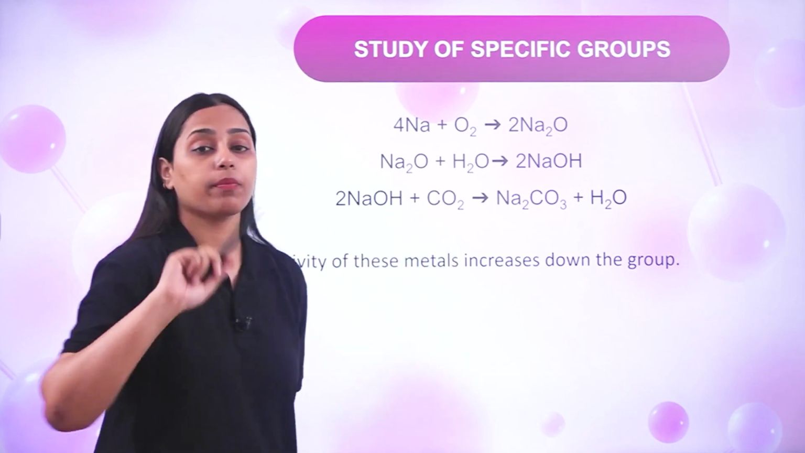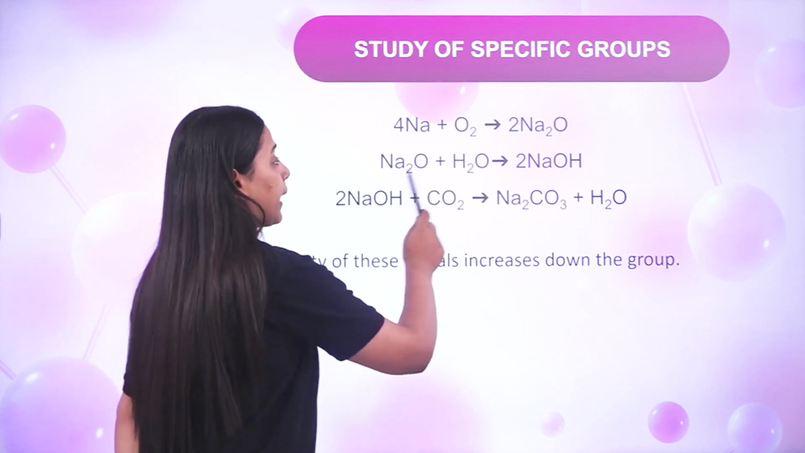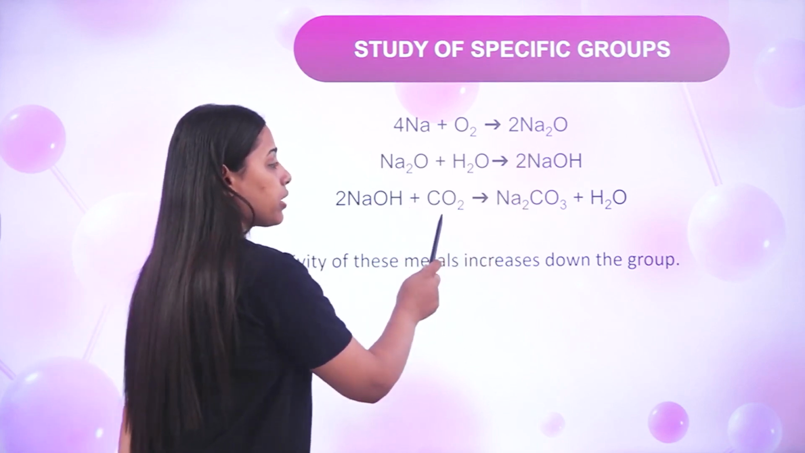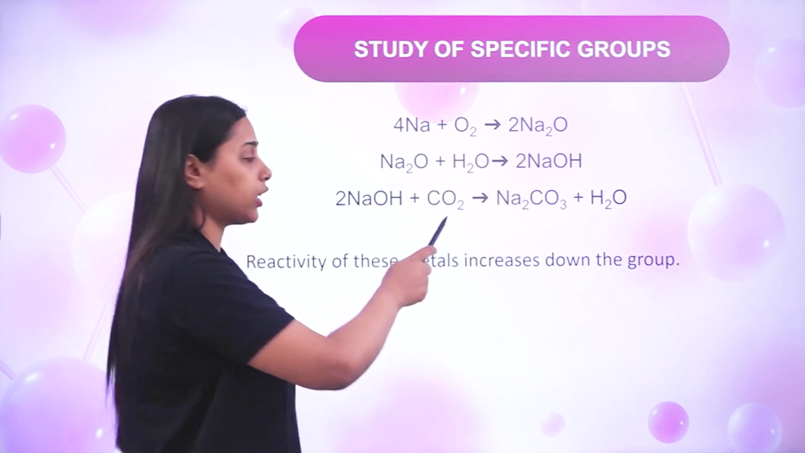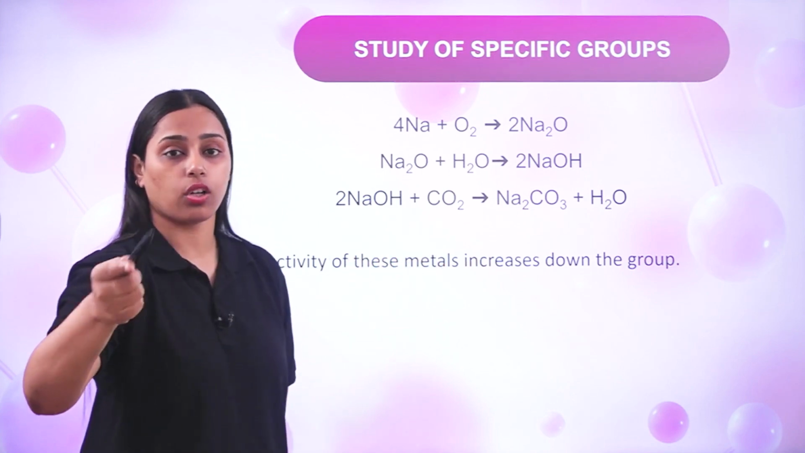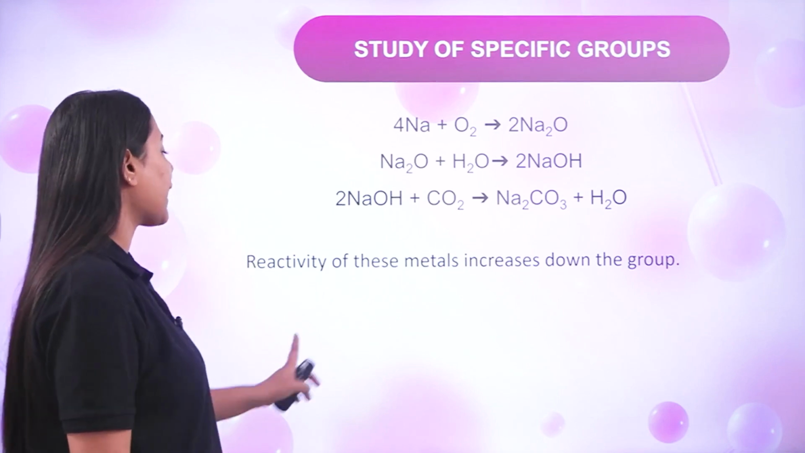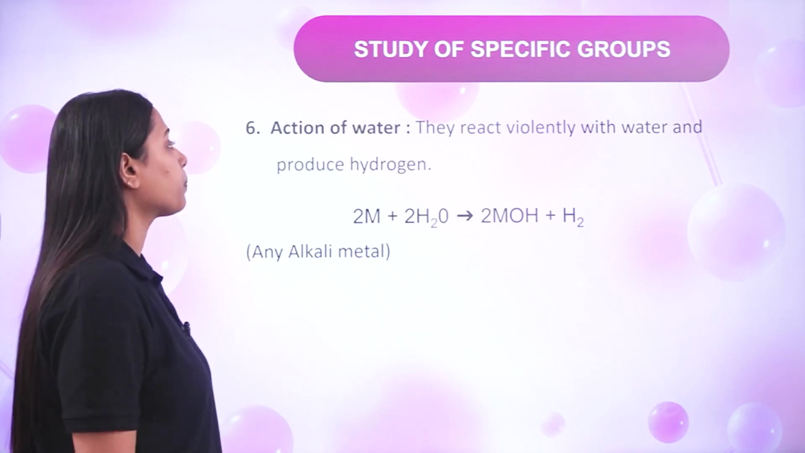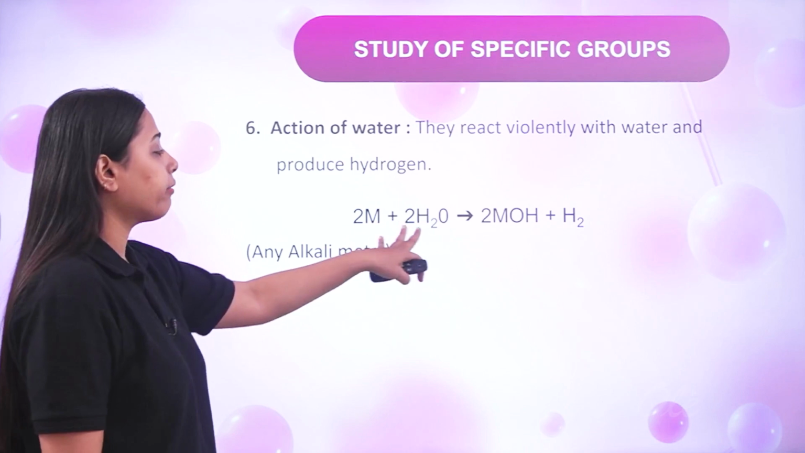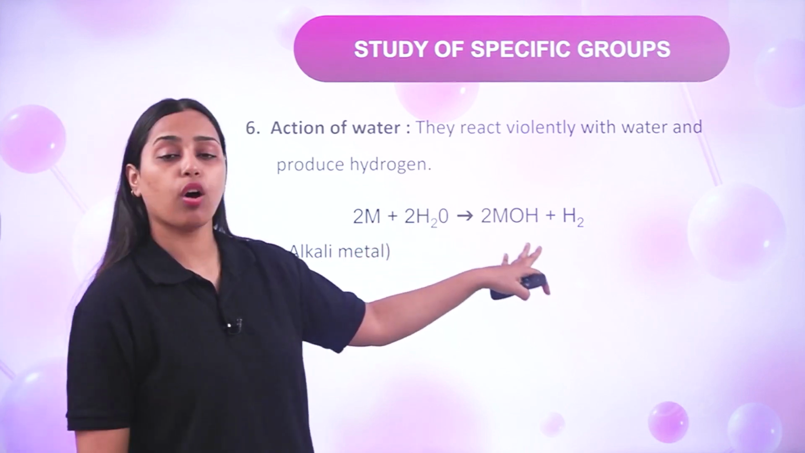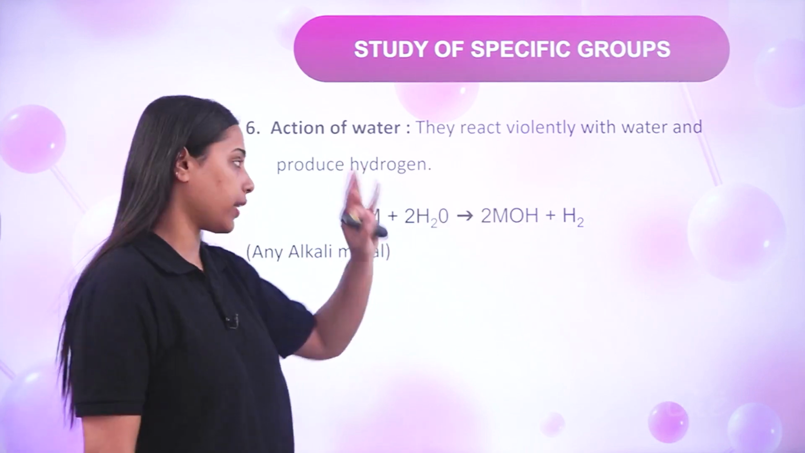Carbon dioxide is a non-metallic oxide. Metallic oxides are basic in nature, so obviously non-metallic oxides are acidic in nature. So when an acid and base are reacted, salt and water are formed, which is a typical neutralization reaction. Reactivity of these metals increases down a group. Action of water, they react violently with water to form their respective alkalis and hydrogen gas is liberated.